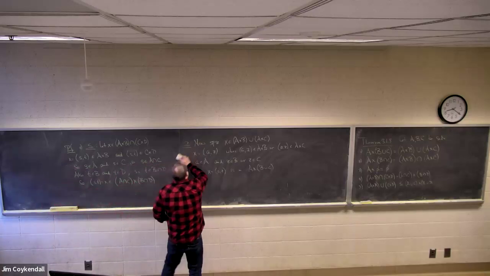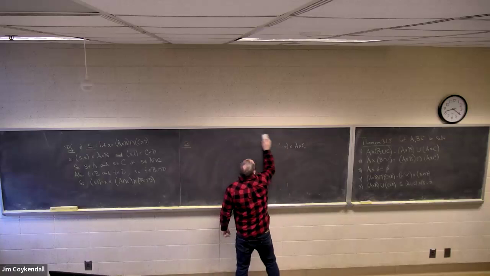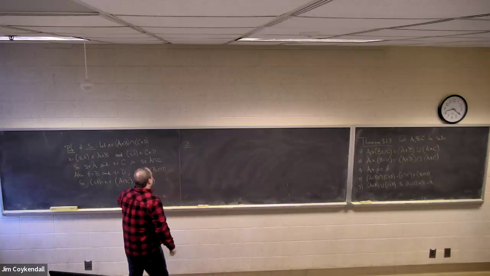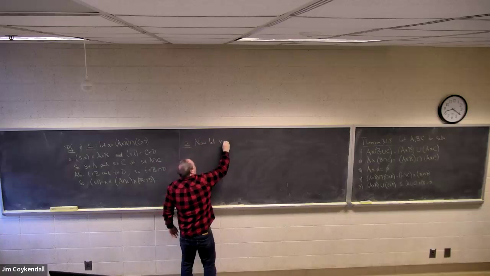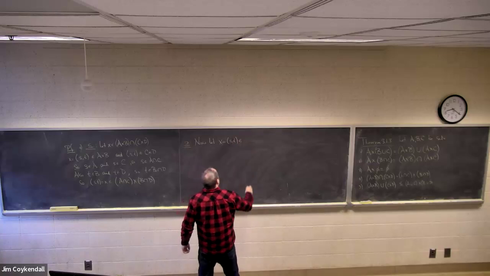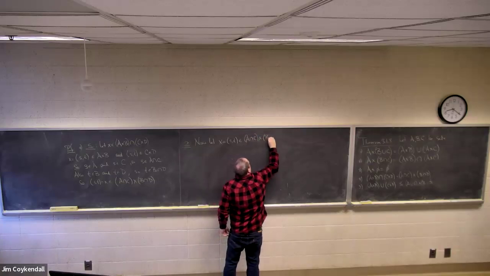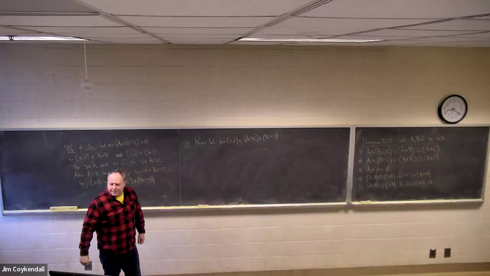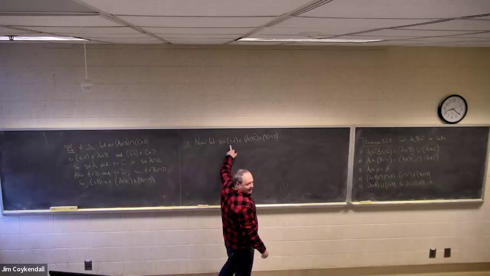Let's go the other way. How about the other way? Well, now let (s, t) live in A intersect C cross B intersect D. Okay. What does this mean about s?